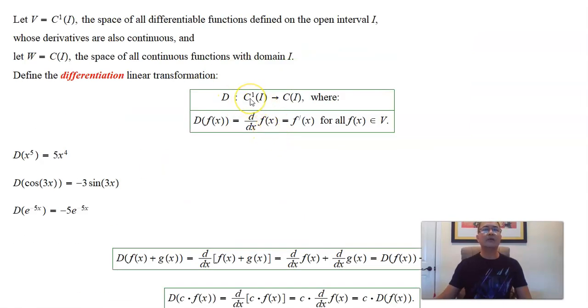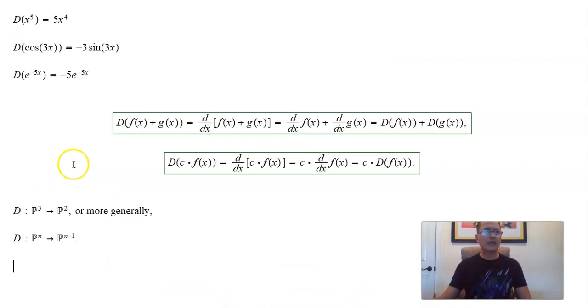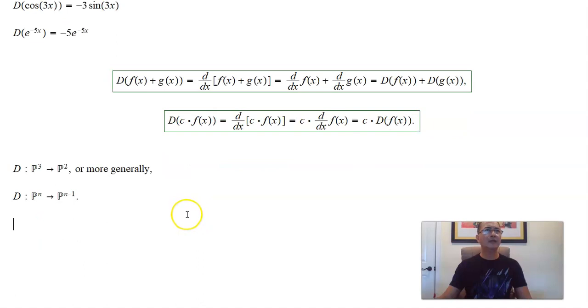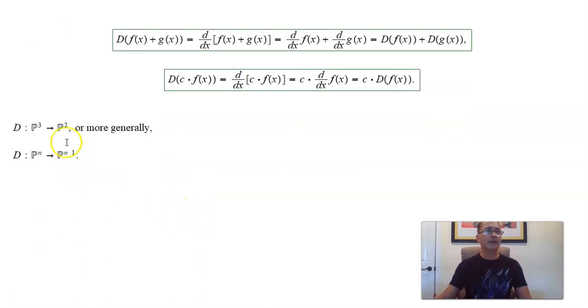Okay, now we mentioned that our domain, let's scroll back up. Our domain is all functions with a continuous first derivative. Codomain is all continuous functions. Okay, but we saw that the derivative of x to the 5th is 5x to the 4th. The degree just goes down by 1. Okay, so we can also say that we can think of D as a transformation from P3 to P2.